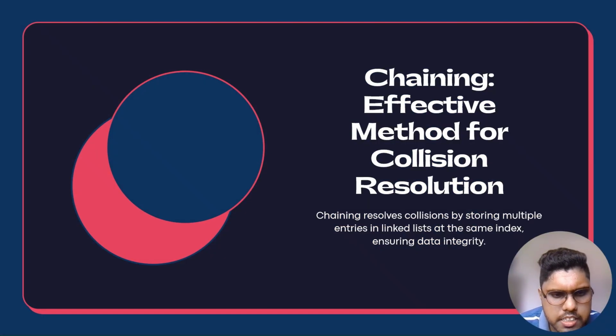One of the best ways to handle this is chaining. In chaining, instead of storing just one item at an index, we store a linked list of entries. If a collision occurs, we simply add the new entry to the end of the list at the index. This ensures data integrity even when keys overlap.